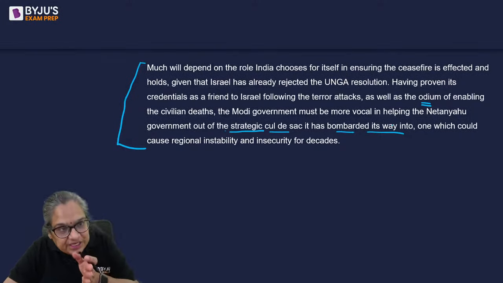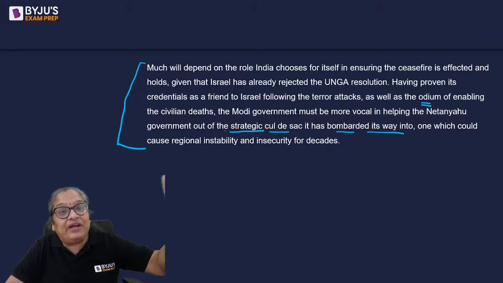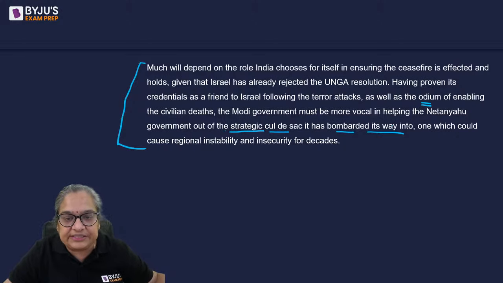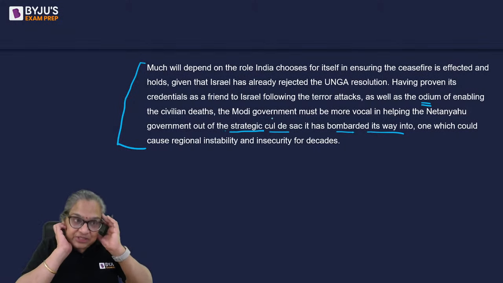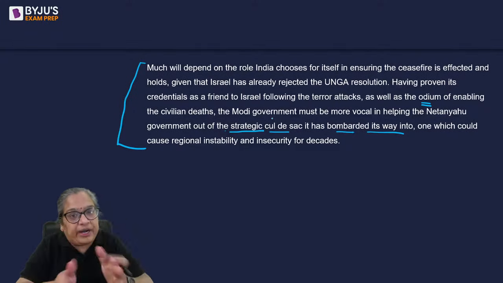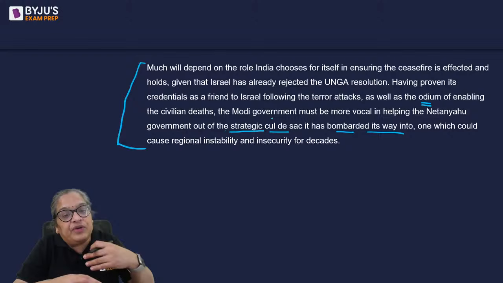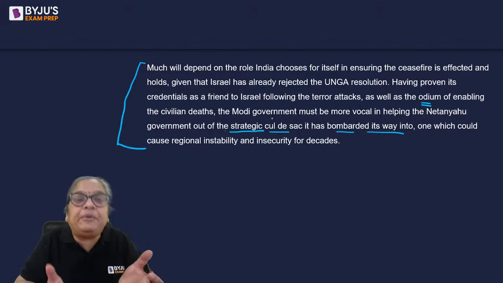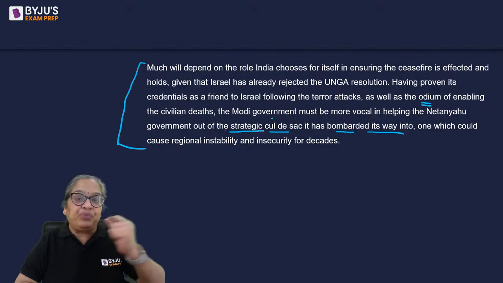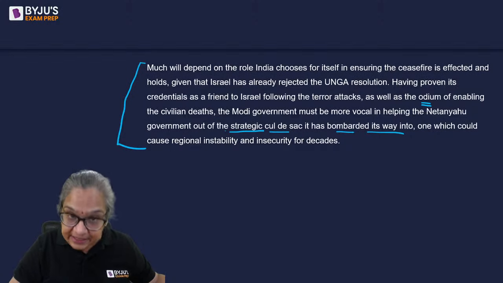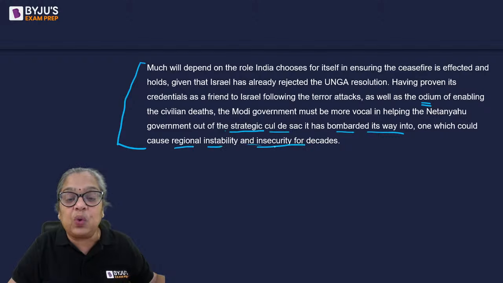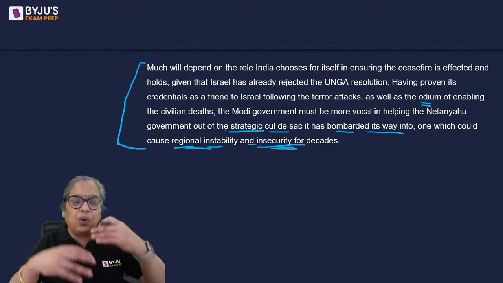A street which has only a one-way entry, where you reach a dead end and there is no way out, you enter and exit the same way, is called a cul-de-sac. So it says that Israel has taken a policy whereby it's going on attacking, and the government of Israel has put itself into a strategy of only attack. So now it's almost trapped into this strategy, and India has to help it get out of its way, so that another point you can conclude is Israel's strategy is only going to result in regional instability and insecurity for decades.